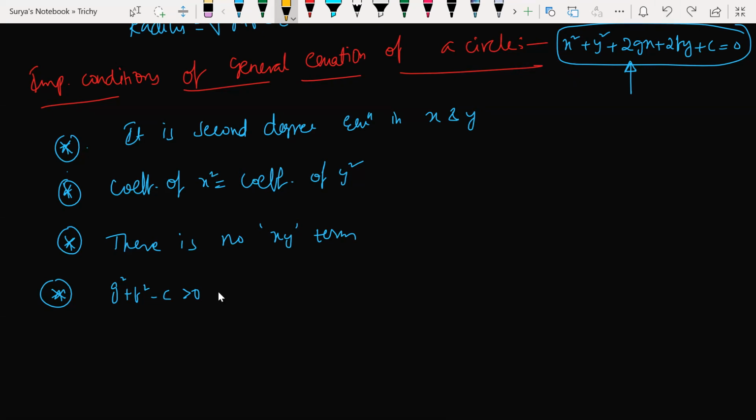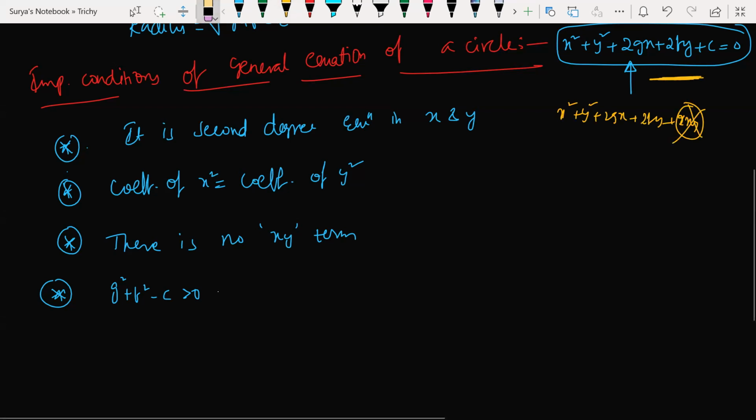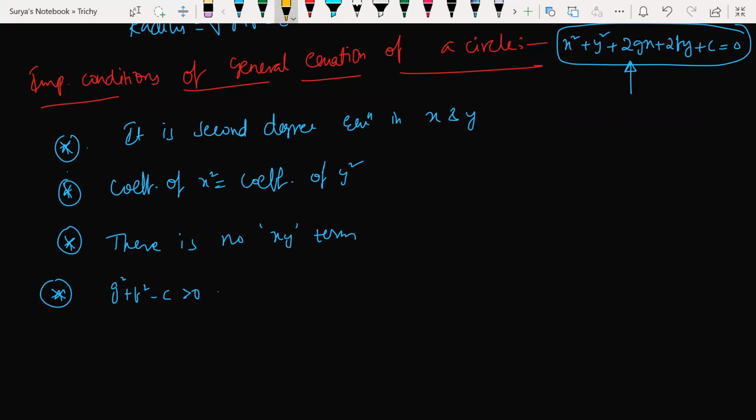Now here, no xy term. Many of you might write an xy term here, like 2xy or something. There is no xy term. Can you see any xy term in the general equation of a circle? No, right? So please make sure that you are not writing an xy term anywhere in the general equation of a circle.